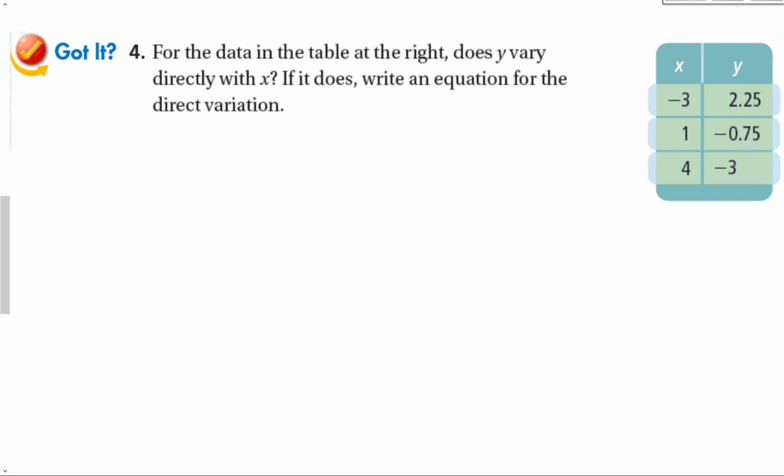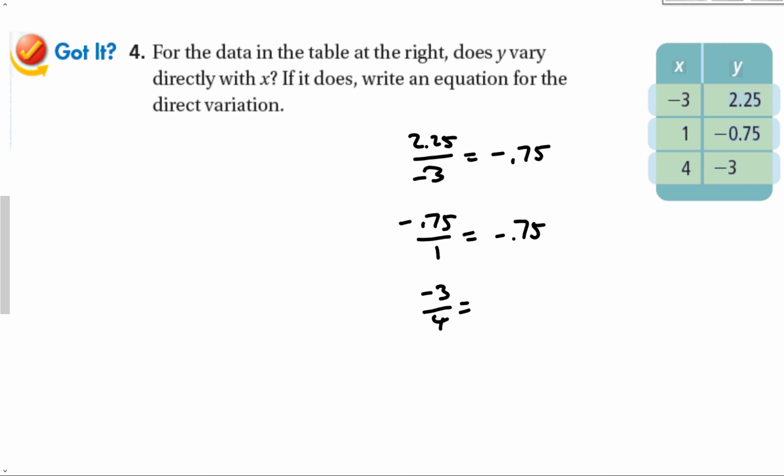Same thing, does y vary directly with x? So we have 2.25 over negative 3, and that gives me negative 0.75. Negative 0.75 over 1 is negative 0.75. And negative 3 over a positive 4 is also negative 0.75. So yes, these all match up. The constant is always the same, so my equation is going to be y is equal to negative 0.75x.